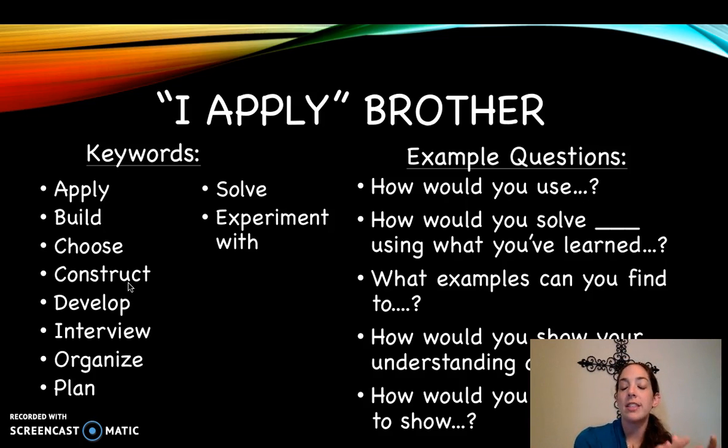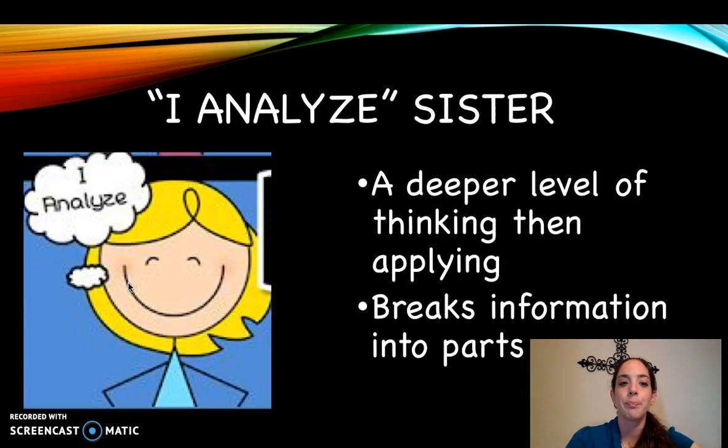So you can see that they're going to take the information they learned all the way down to the knowledge and use it in a new way. So you can see where their brains are having to think a little bit more. So some question stems you could use would be, how would you use this information that we learned and apply it to this situation? Or how would you solve this problem using what you've learned about this? So you can see that they're just having to apply it in a new way.